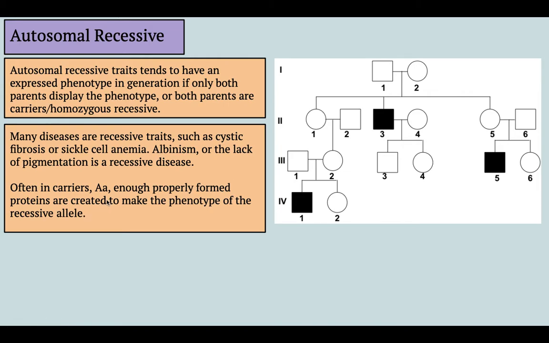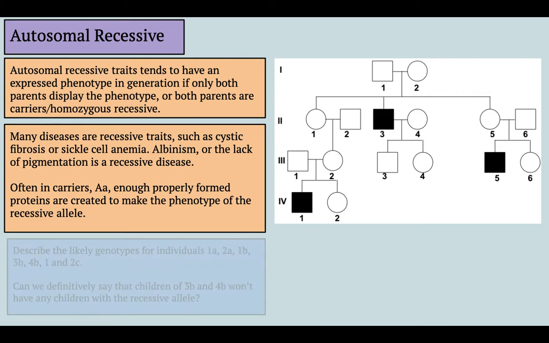So if we take a look at this generation, this family 1, 2, 1, 2, the mom and dad must both be carriers if their first child, a son, is recessive, but these two likely don't show the phenotypic expression because they have a copy of the normal protein.